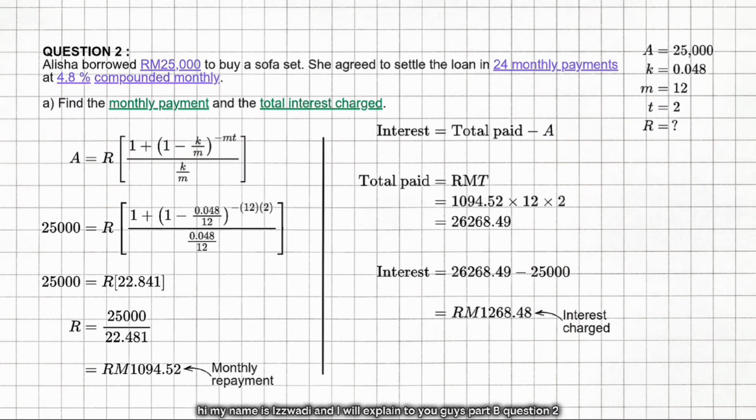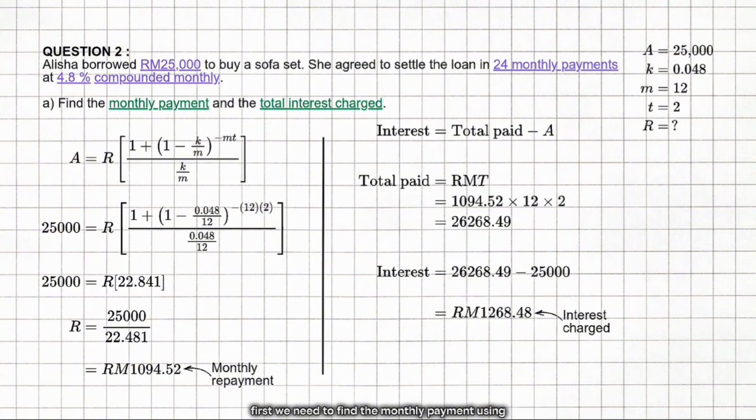Hi, my name is Izwadi and I will explain to you guys part B question 2. Alisha borrowed RM25,000 to buy a sofa set. She agreed to settle the loan in 24 monthly payments at 4.8% compounded monthly. Question 2a. Find the monthly payment and the total interest charge.